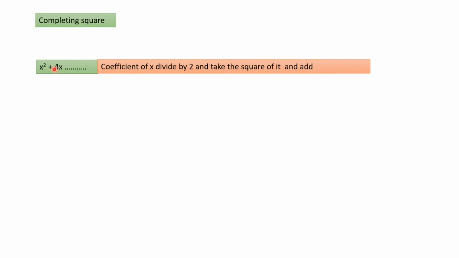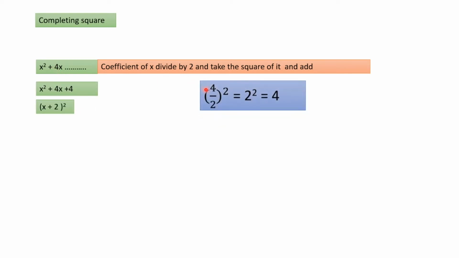So what is the coefficient of x? The coefficient of x means what is in front of the x. So you can see it is 4. 4 divided by 2. Division by 2 you have done in grade 2, and getting the square of it you have done in grade 6. If you have grade 6 and grade 2 knowledge, you can do it. You divide and get the square of it, 2 squared. Here sorry, it is 4, you can add 4.